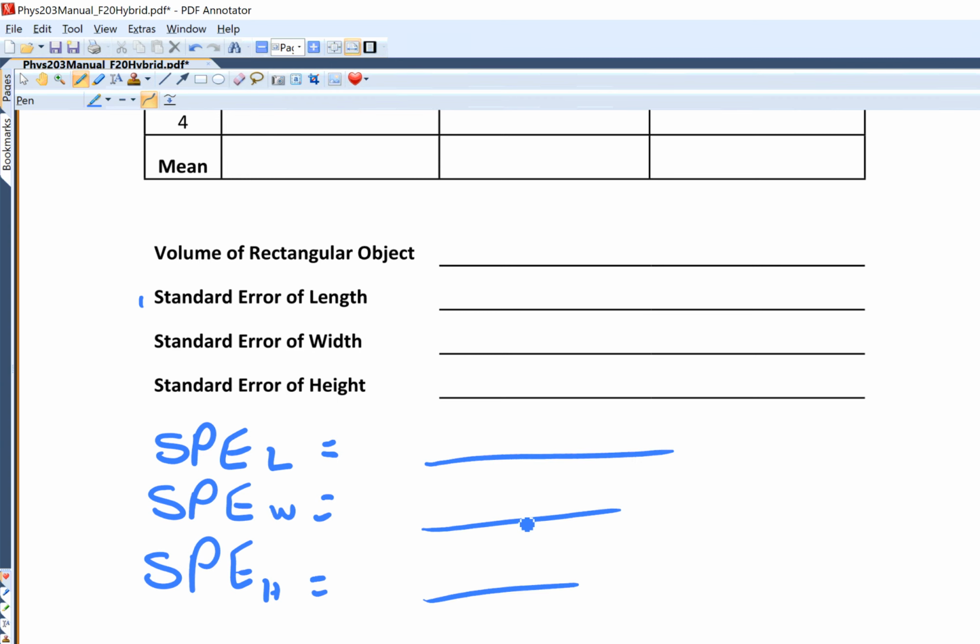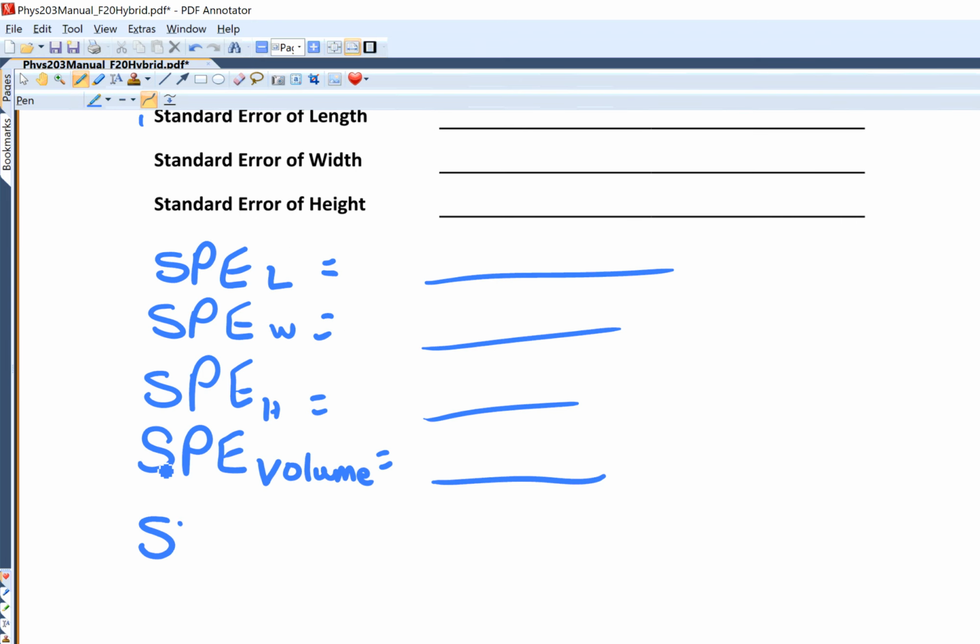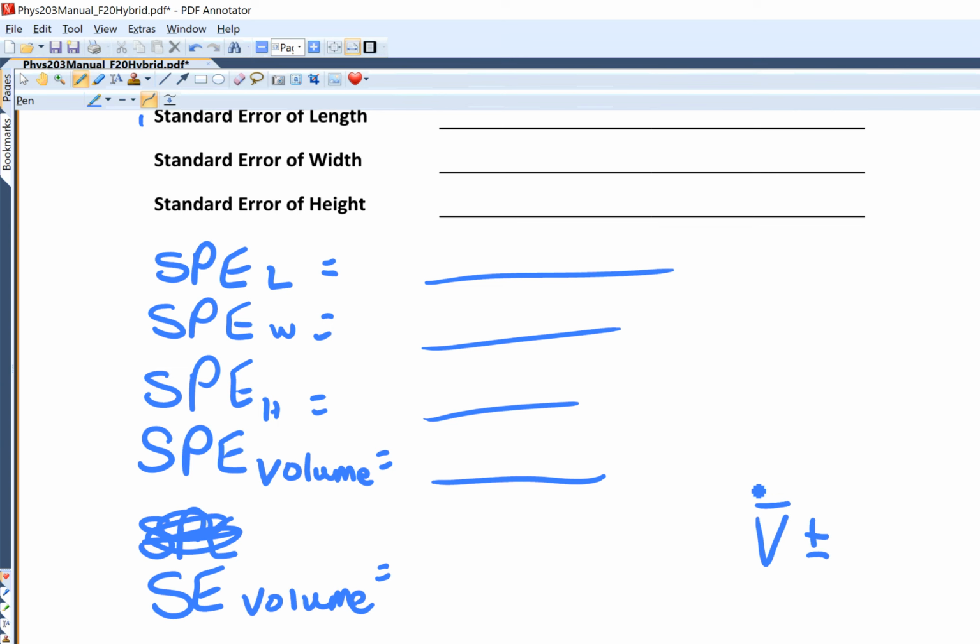1, 2, 3, and then finally you will calculate the standard percent error of the volume, just like I did in the previous example, and the standard error of the volume. So in the end, you should have the average volume plus or minus the standard error of the volume.